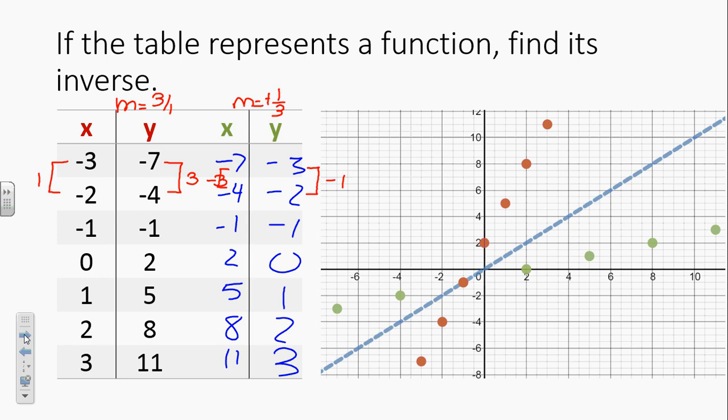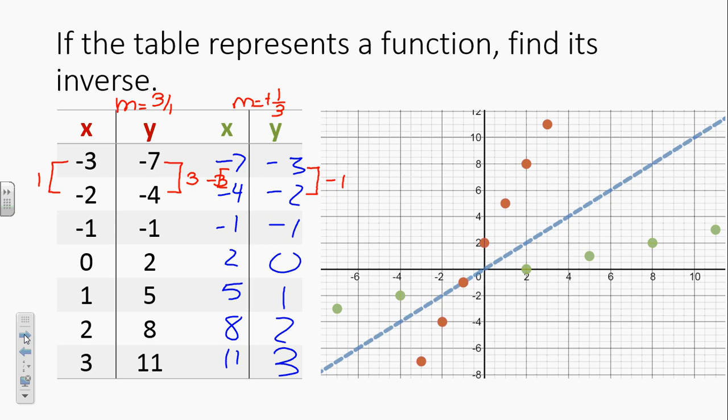So one has a slope of a positive 3. The other has a slope of 1/3. Notice that they're both rising, right? Rise over run. They're both rising as we go to the right, just that one's a lot steeper than the other. Okay?